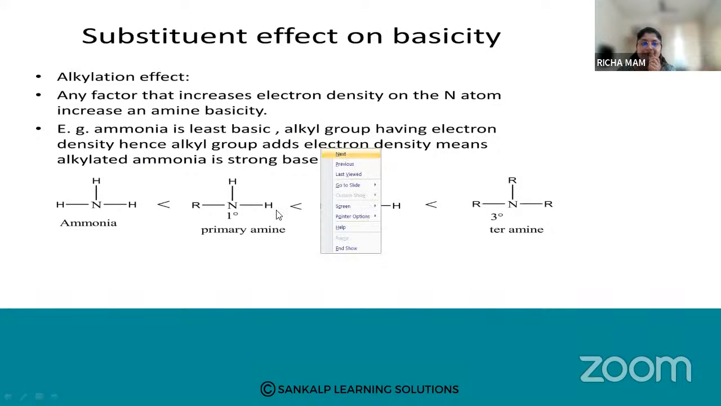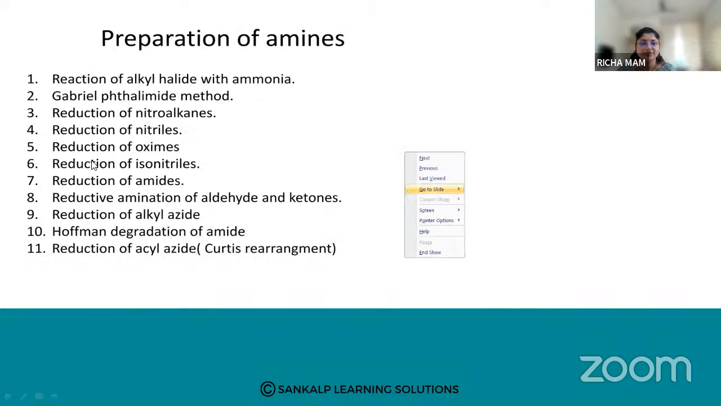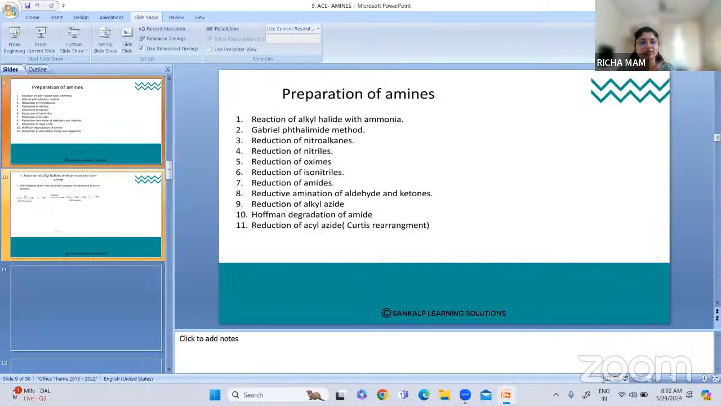Fine. Now we'll see the nomenclature before going to the main concept. Let us see how to name these compounds. That is very important. Before knowing how to name the compound, we cannot proceed. So let us see the rules of writing the name of the compound.